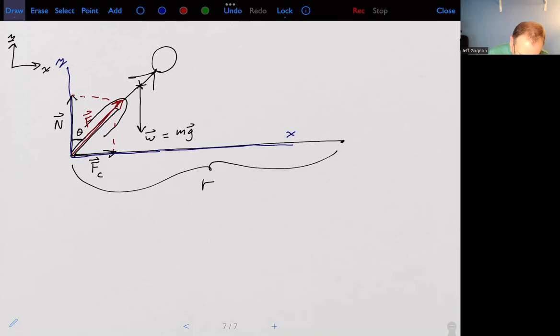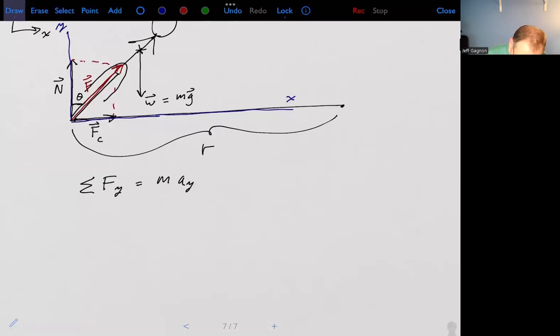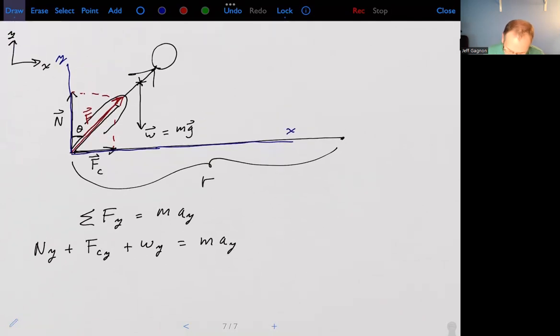Now let me apply Newton's second law. I'll start with the Y direction. The sum of the forces in Y equals m a_y. So I want the Y component of the normal force, plus the Y component of the centripetal force, which is really the static frictional force, plus the Y component of the weight. That's going to equal m a_y. In this case we don't have to do a lot of trig, because these vectors point right along the axes of our coordinate system.